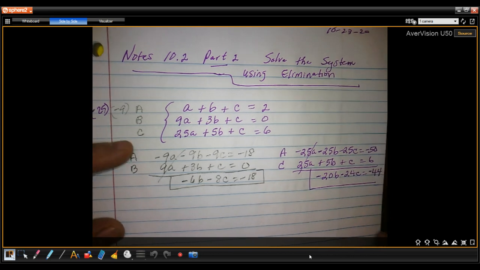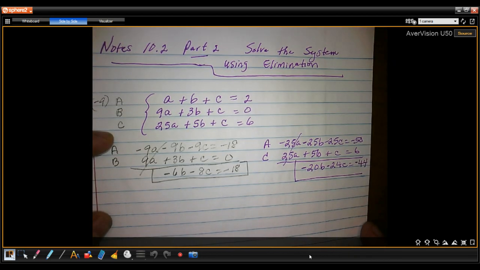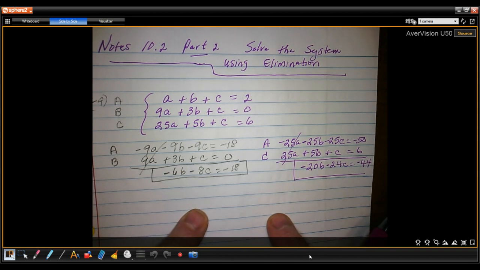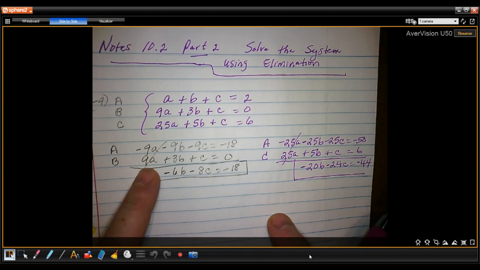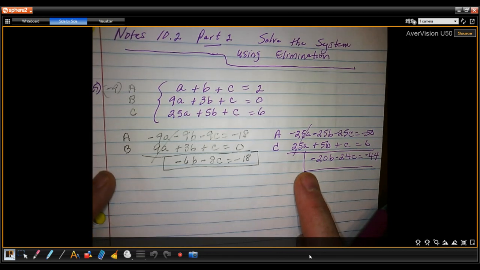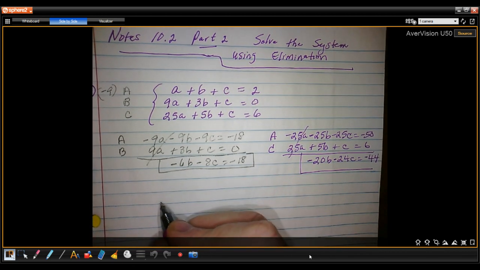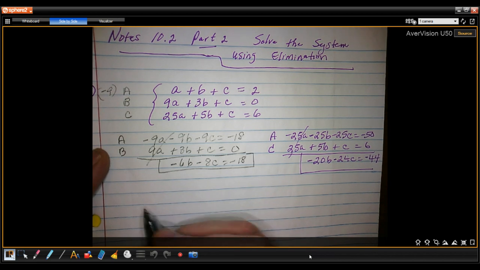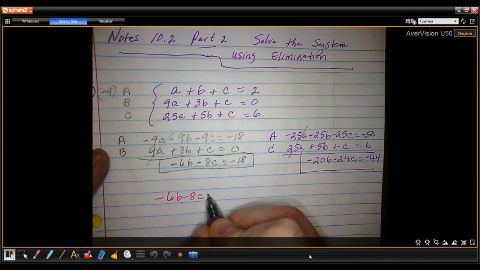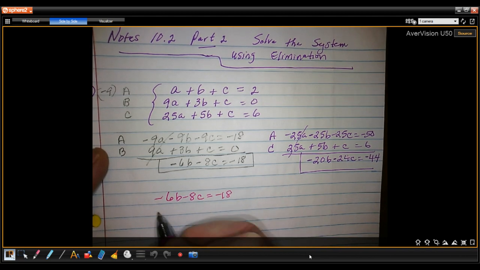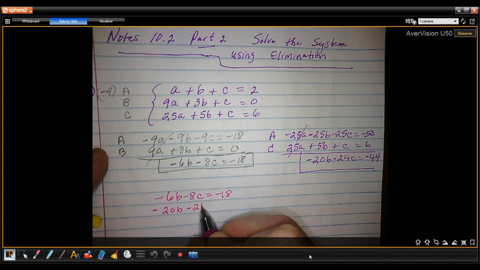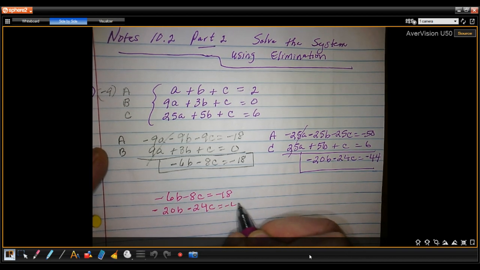Okay, so now you have 2 equations with the same unknowns. Now you put those 2 equations together. I eliminated A with A and B, then I chose A and C and eliminated A again. So then put it together one more time. Then I have negative 6B minus 8C equals negative 18, and negative 20B minus 24C equals negative 44.